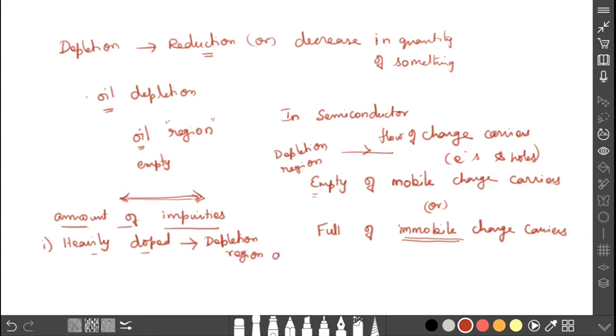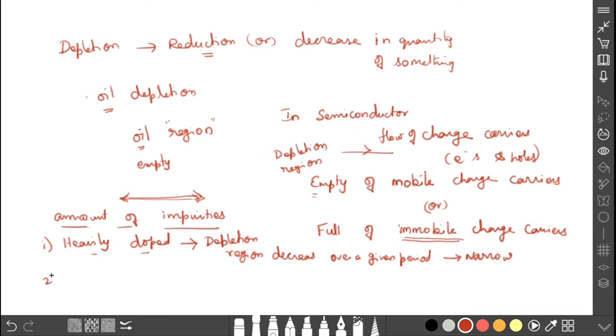decreases over a given period. That means instead of this much size, it becomes narrow. It becomes a narrow depletion region.